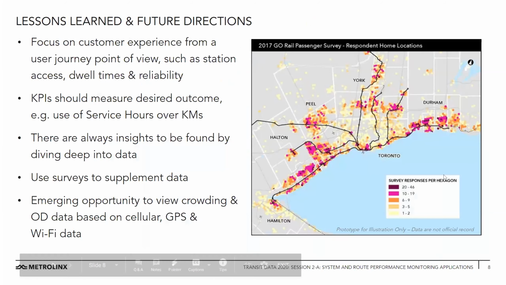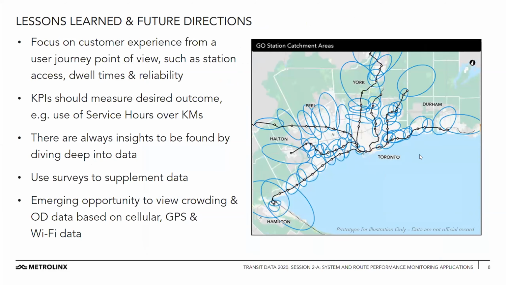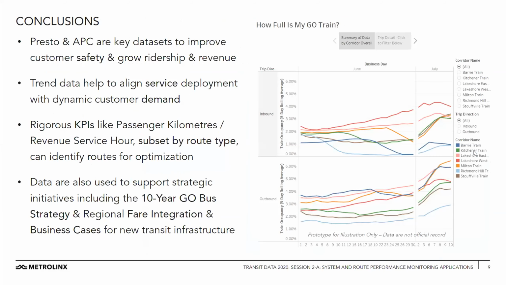So in closing, I just wanted to share, we also need to look at the customer experience more broadly, including survey data such as this, which shows the origin location of trips. KPIs need to be customized to suit the purposes or the objectives you're trying to meet. And you need to dive deeply into those rich local level data to understand the patterns of travel. In addition, we're looking at Wi-Fi and GPS and other sources. So this is an example taking customer information, analyzing it to look at those catchments of where our customers are coming from. And finally, in closing, this is the summary.